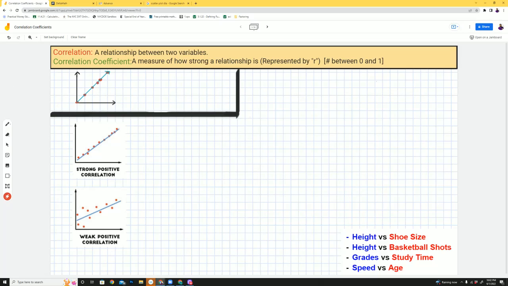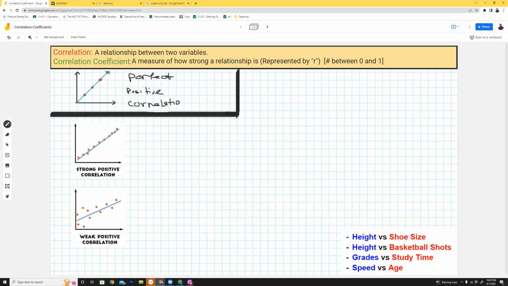So, we gather our information, we put it on a scatter plot, and we can take a look at this. Here we have a perfect line. All our dots create a perfect line. So what this is an example of is a perfect positive correlation. What does that mean?